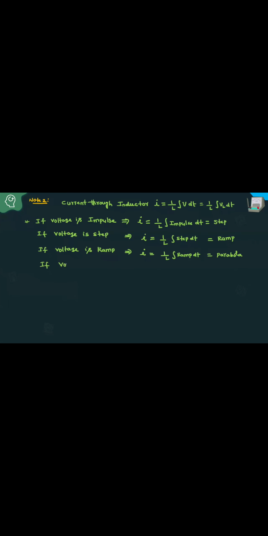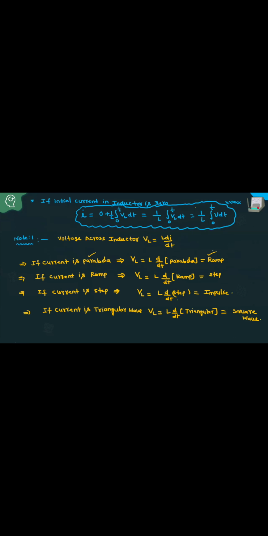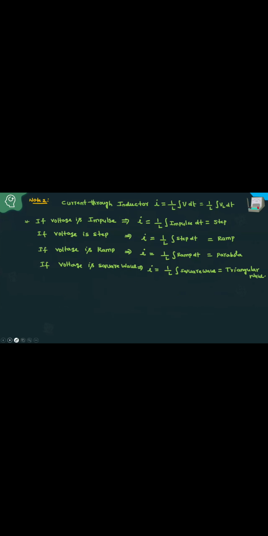If voltage is a square wave, friends, then what is the current we can get? Integration of a square wave gives a triangular wave. Differentiation of a triangular wave gives a square wave. Like this, during solving of problems, you have to use this observation. This is exactly the reverse. This is the differentiation of this; if you integrate this, you get this one.